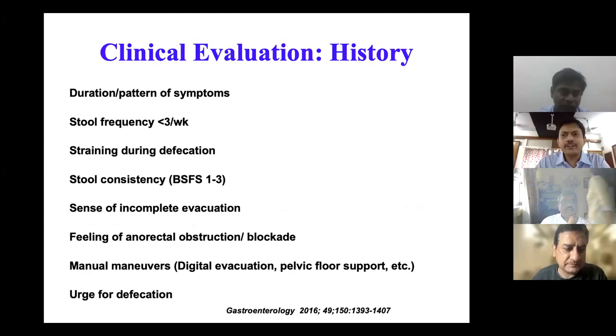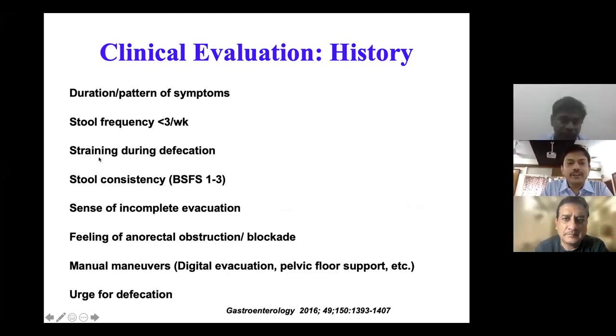Again, the essential components of history covered in the presentations today: we need to know the duration of symptoms, the frequency, whether the patient is straining during defecation, and stool consistency, which is very important, using an objective measure like the Bristol stool form scale. Does the patient have a sense of incomplete evacuation? Is there a feeling of anorectal blockade or obstruction? Is the patient using any maneuvers like digital evacuation or pelvic floor support? And very importantly, does the patient have an urge to defecate? These are cardinal features to assess when determining the nature of the symptoms: frequency, straining, consistency, use of digital maneuvers, urge for defecation, etc.